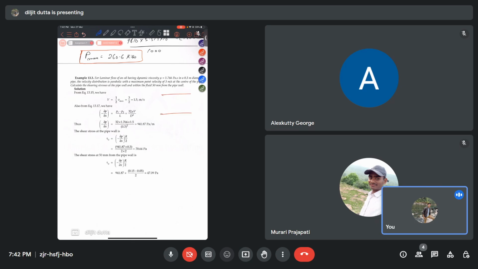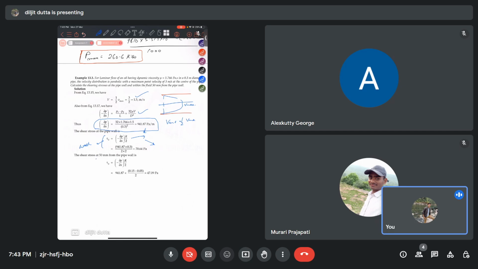So if we take this as the pipe, this is the velocity distribution. Here the max will be at the center. So average velocity is equal to half of V max. This will be around 0.5 meter per second. Now del P by del S is P1 minus P2 by L, 32 mu V by D square. This is for laminar flow. You can get del P by del X as 940. Substitute the values, you will get 941.87, and from that we can get the shear stress tau naught, which is equal to minus of del P by del X into R by 2. The wall shear stress is del P by del X, we substitute R is equal to 0.3 and we will get 70.64.